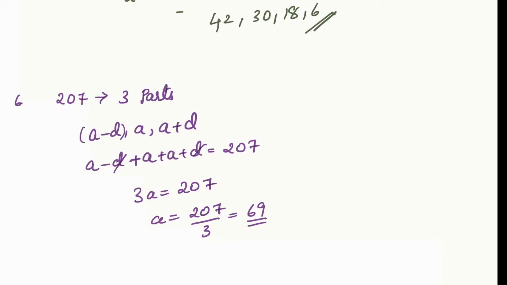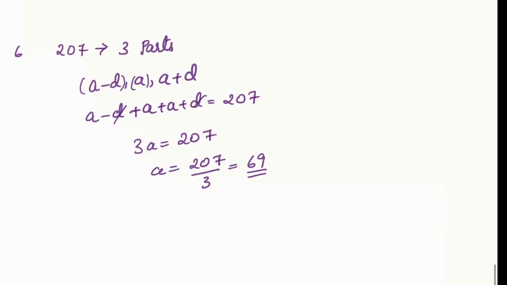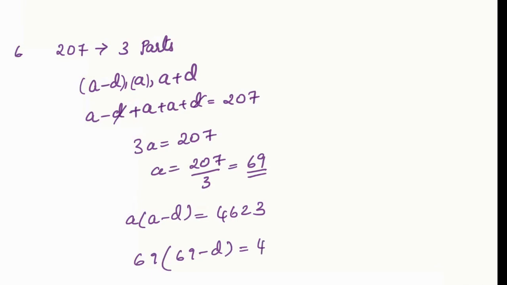So which are the smaller parts? The smaller parts are a minus d and a. So we can write a into a minus d equals 4623. So already you found the value of a, right? So 69 into 69 minus d equals 4623. So 69 minus d is equal to 4623 by 69. Let us divide it and see.